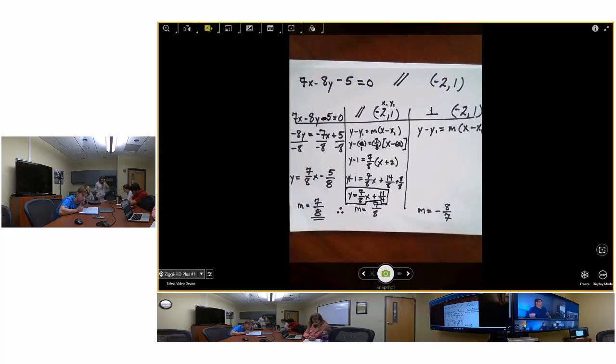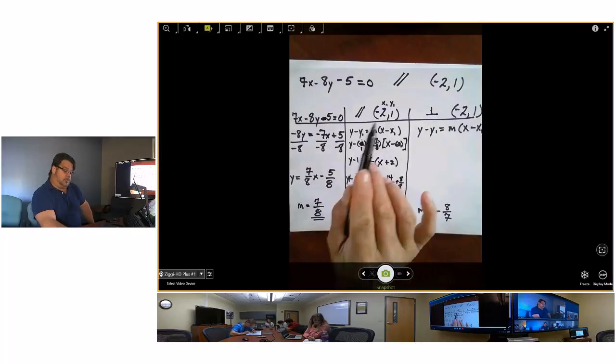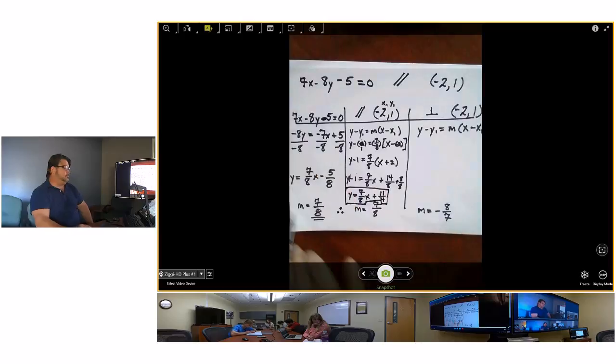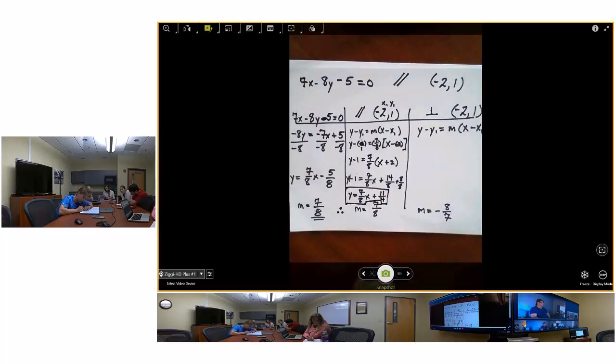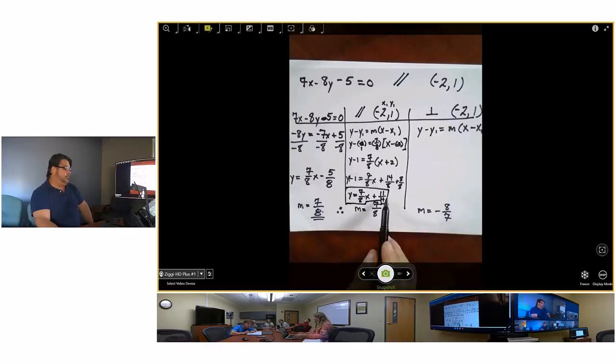Okay, so that equation is parallel to this equation because it has the same slope and different y-intercepts.